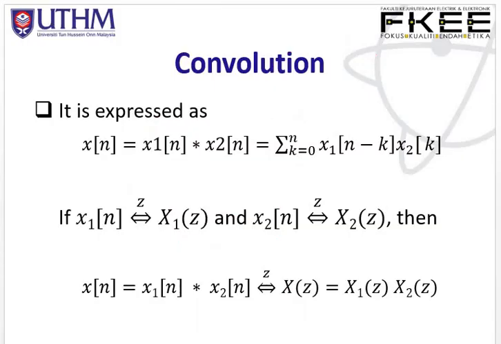Next is the property of convolution. Convolution can be expressed as x1[n] convolved with x2[n] equal to the summation of x1[n minus k] multiplied with x2[k].